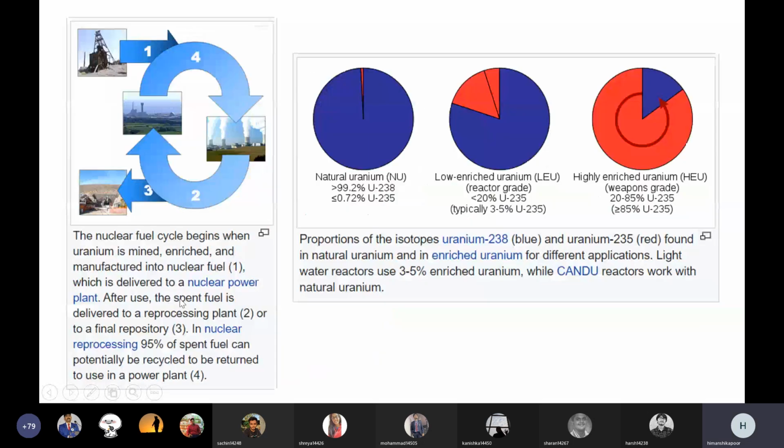Now these fuel rods are delivered to the nuclear power plants. Okay? Then they will be used to generate electricity in the nuclear power plants. After generation of the electricity, the used fuel, which is also known as the spent fuel, is delivered to a reprocessing unit. It is a nuclear waste. You cannot just dispose of it like that.